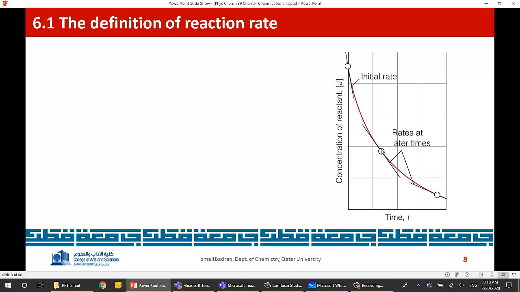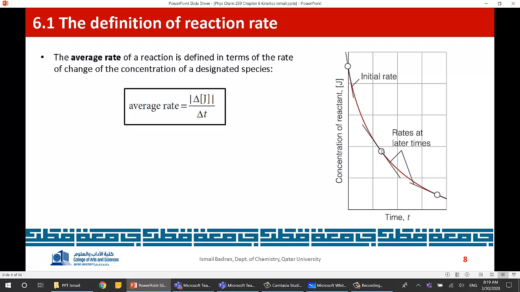Now this is a concentration versus time graph, and as you learned from the previous chapters, if you take the derivative of this graph at any point, the derivative would be the slope of the line, or the tangent of the line at that point. That would be the delta concentration divided by delta time, and this is exactly what the reaction rate means. So the rate of the reaction is actually delta J over delta t, where J is the concentration.